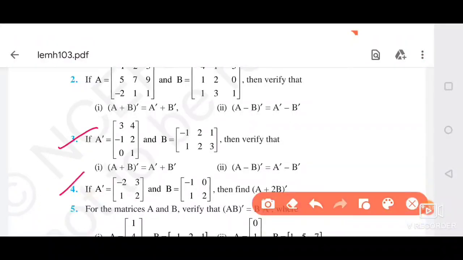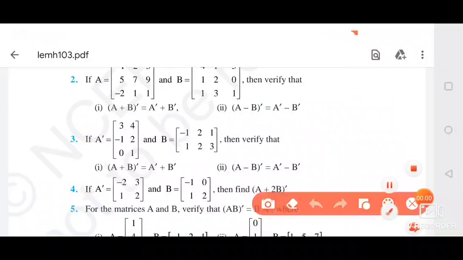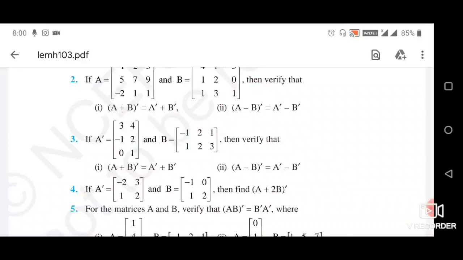Now question number 4: if A transpose is given and B is given, then find A plus 2B whole transpose. So for that you have to first find A, and A will be minus 2, 3, 1, 2. Now you have to find 2B. 2B means each element of B will be multiplied by 2. Then you have to add A plus twice B. After that you have to take its transpose. So this is question number 4. Try to do question number 4.